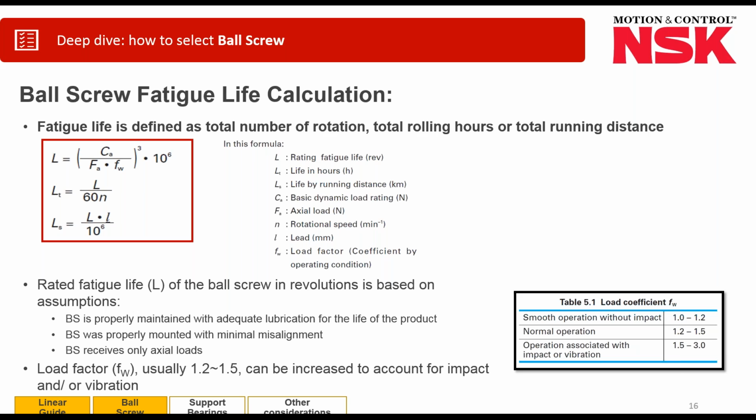Again, we also have load factors, FW, to compensate for load conditions or operating conditions. Commonly, like I said, it's 1.2 to 1.5, basically safety factors that we add into the life equation to give you a better understanding of what's the theoretical running life. Next slide.